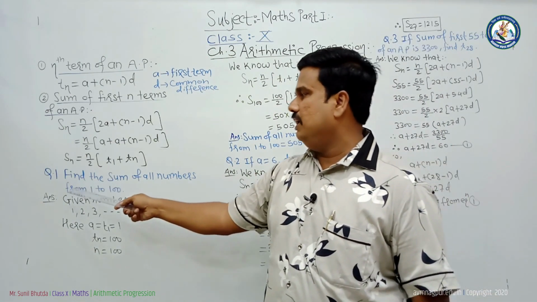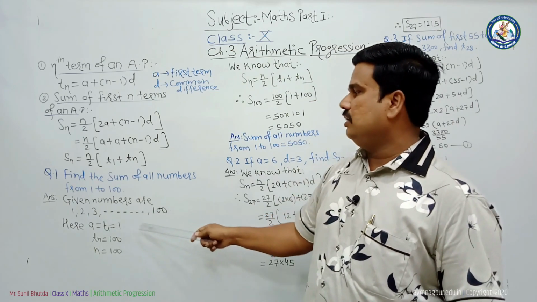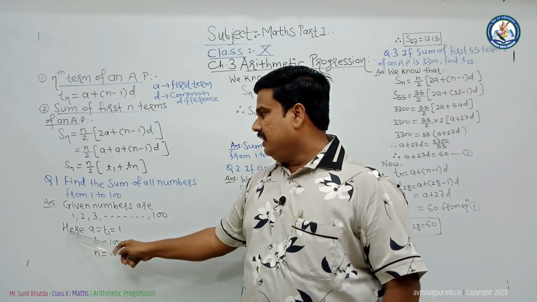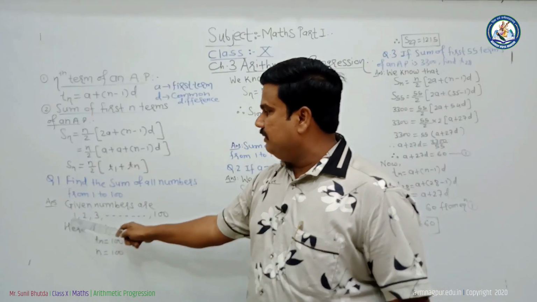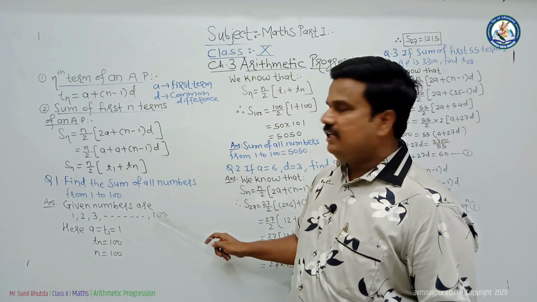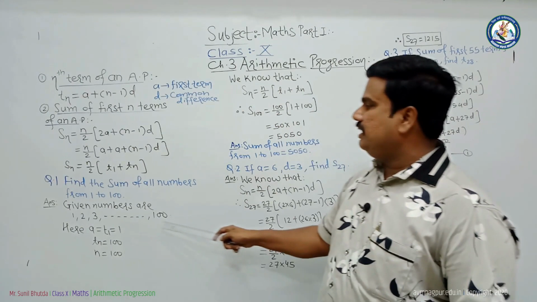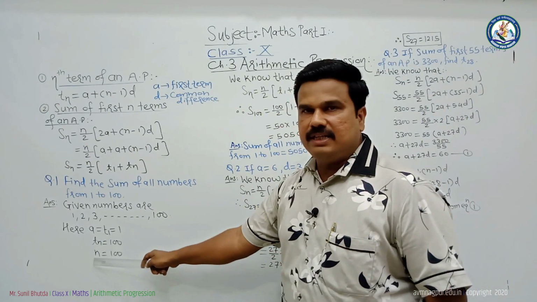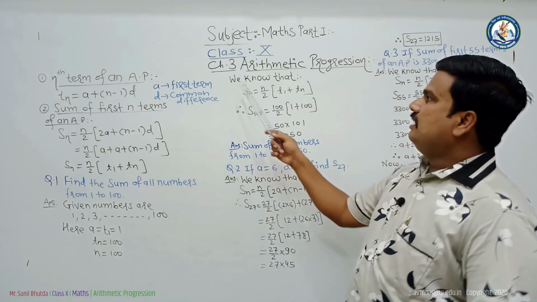In the given problem, the given numbers are 1, 2, 3, up to 100. Here, a is the first term. First term is T1, and T1 is 1. And what is the last term? Last term is Tn, and Tn equal to 100. And how many terms are there? There are 100 terms. Therefore, small n equal to 100.